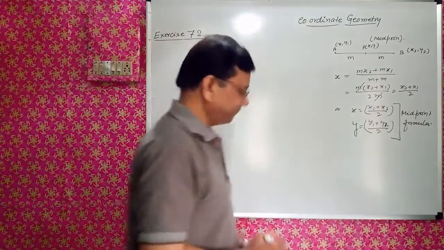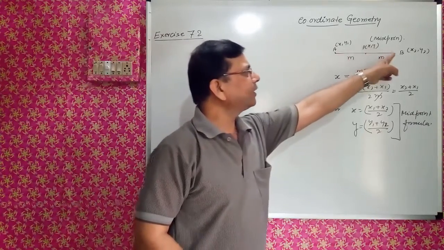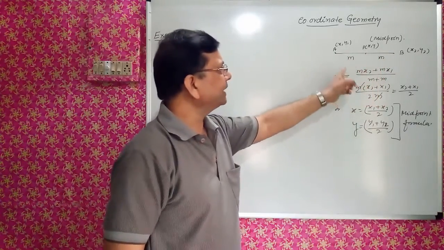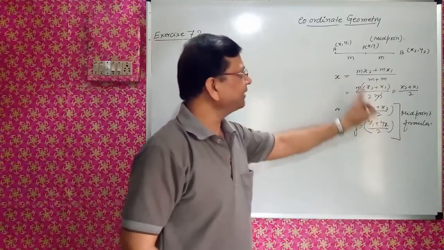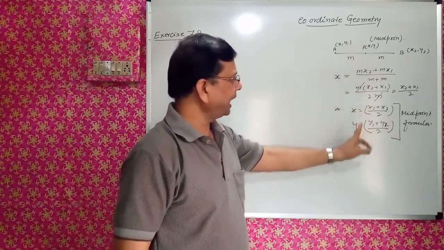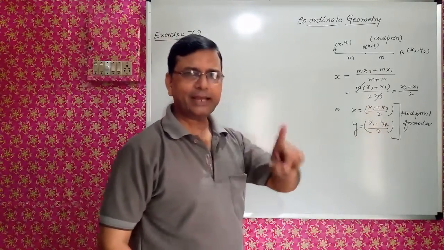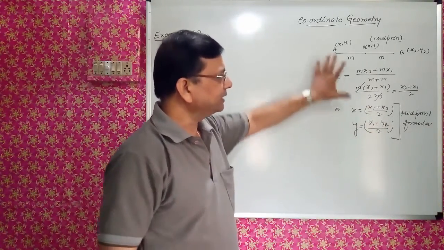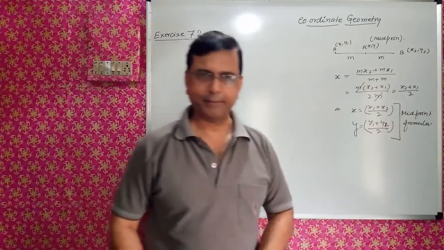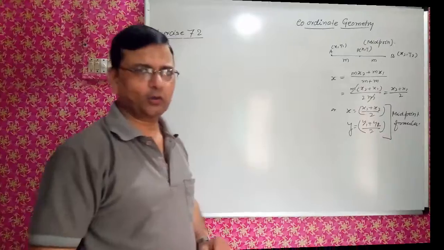So if midpoint of one line segment, when the coordinates of endpoints are given, we can simply add the x coordinates divided by 2, we will get the x coordinate of the midpoint, and add the y coordinates of these 2 points divided by 2, you will get the y coordinate of the midpoint. This formula also you should remember, because very frequently you may be required to use this formula also.